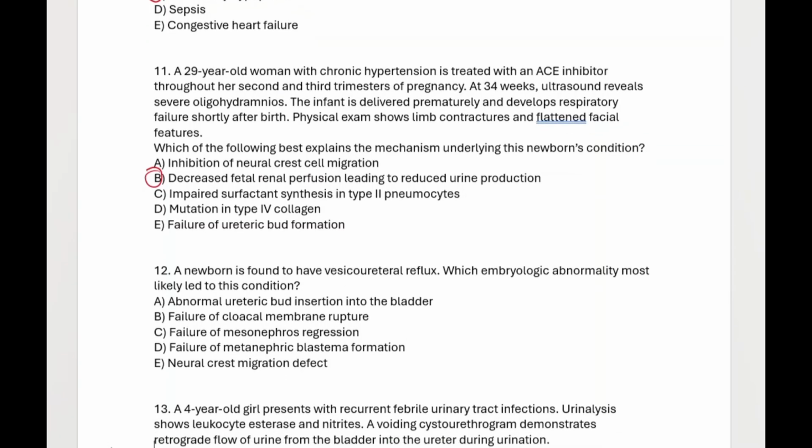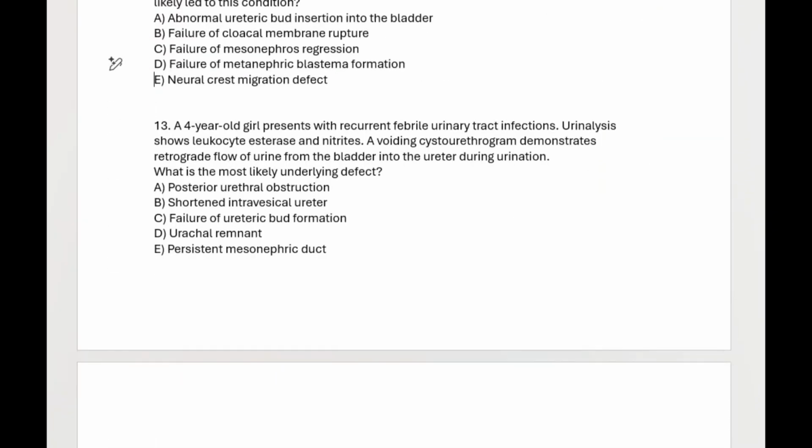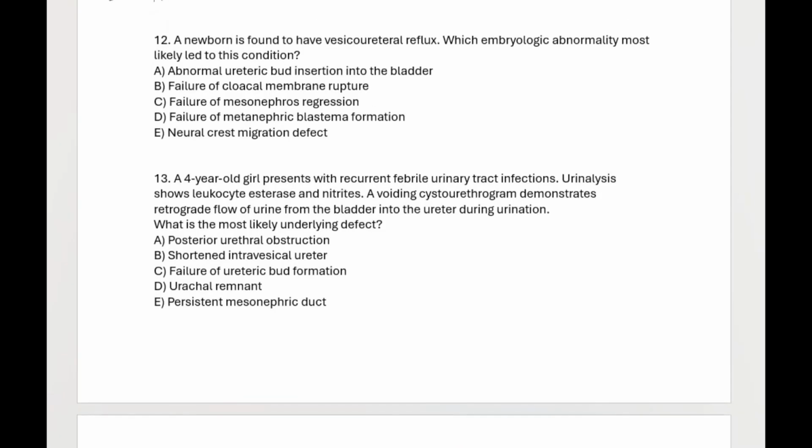So let's continue. The next question: a newborn is found to have vesicoureteral reflux. Which embryologic abnormality most likely led to this condition? Remember, we said that vesicoureteral reflux is when the urine is refluxing from the bladder into the what? Into the ureter. So that means there has to be a problem between the ureter and the bladder. So the best answer there was abnormal ureteric bud insertion into the bladder.